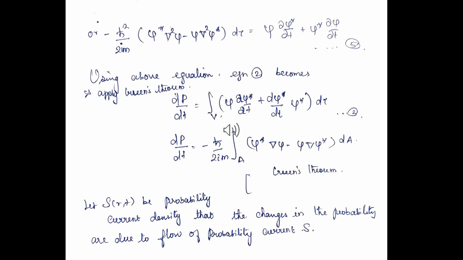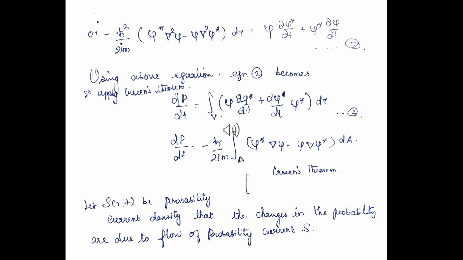Using equation number 5, we can replace the value of psi dou psi star by dou t plus psi star dou psi by dou t in equation 2 as dP by dt equal to minus h cross by 2im integral of psi star del square psi minus psi del square psi star, d tau. But here we have to change the volume integral into a closed area integral, so that only then can we find the particle inside the system.